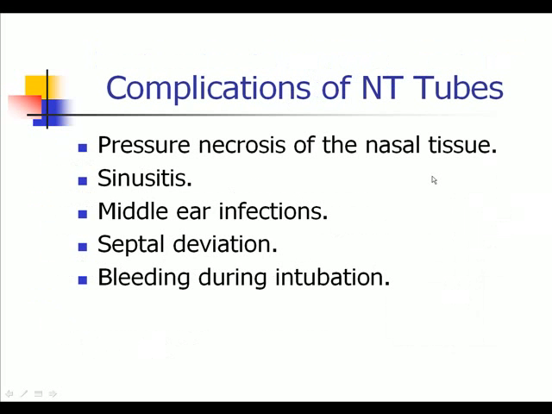However, there are complications of nasotracheal tubes that you should be aware of, and typically pressure necrosis of the nasal tissue is a problem. There may be a greater breakdown, and you may not be able to keep the tube in place as long as you would an oral endotracheal tube. Problems with the sinuses, potential middle ear infections, septal deviation may be a problem trying to intubate someone with a nasotracheal tube, and bleeding during intubation.